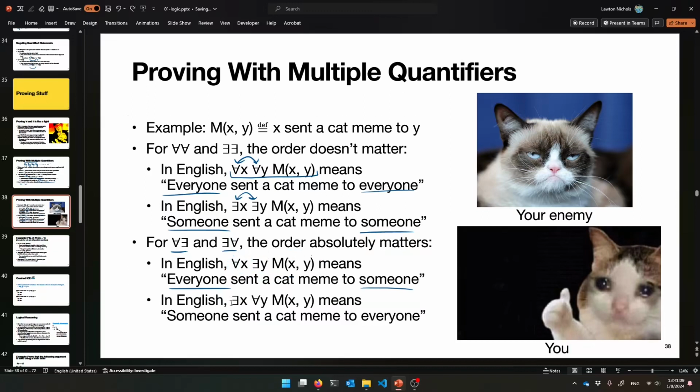So that's completely different from this one, where we're existentially quantifying over the senders and universally quantifying over the receivers. So this is saying there exists an x, there is some sender, someone, such that for every y, for every other person, x sent something to y. All right, so someone sent a cat meme to everyone. That x person, that one good one, doesn't matter, it could just be one person, sent a cat meme to everybody because the receivers are being universally quantified.